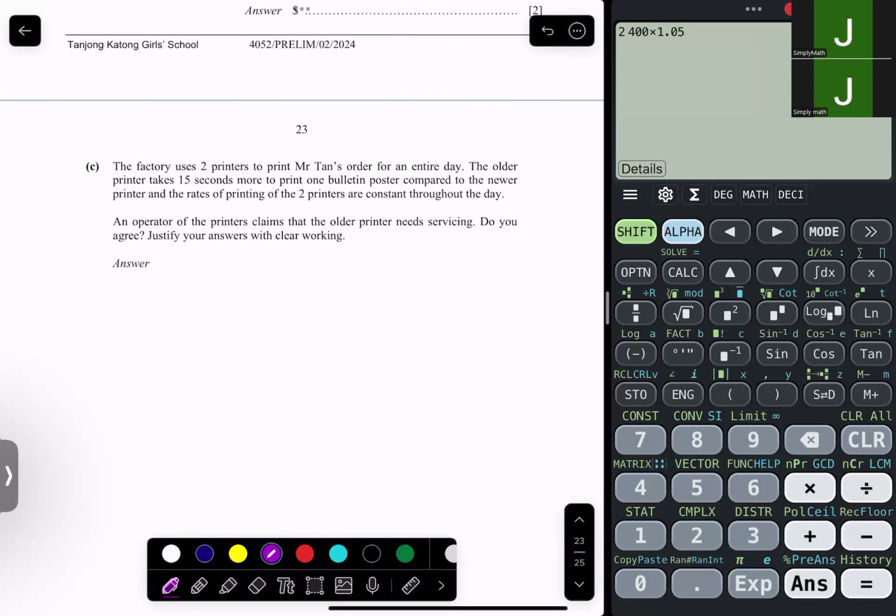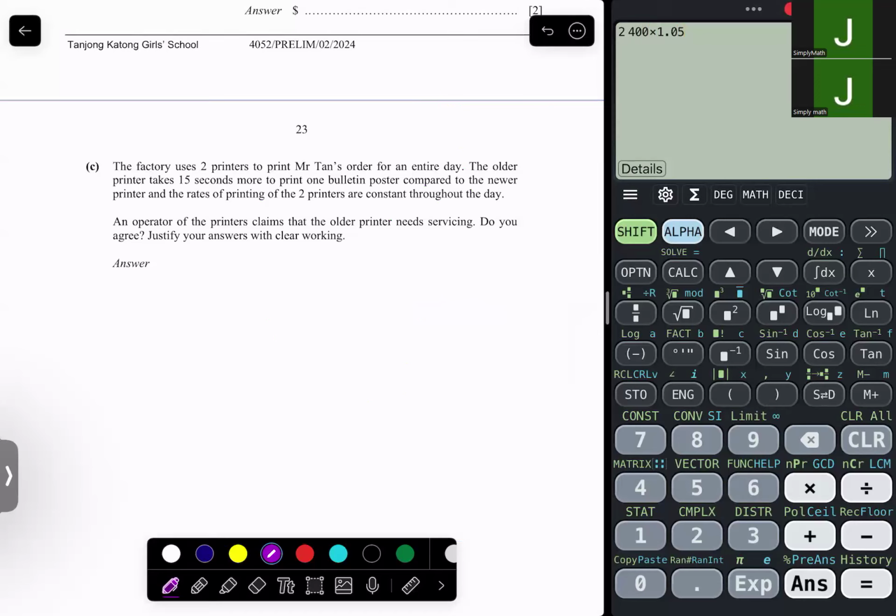The factory uses 2 printers to print Mr. Tan's order for an entire day. The older printer takes 15 seconds more to print one bulletin poster compared to the newer printer, and the rates of printing are constant throughout the day. An operator claims that the older printer needs servicing. Do you agree? Justify your answer with clear working.